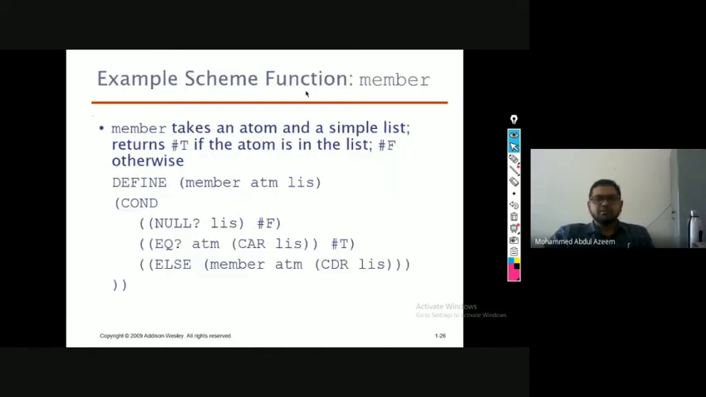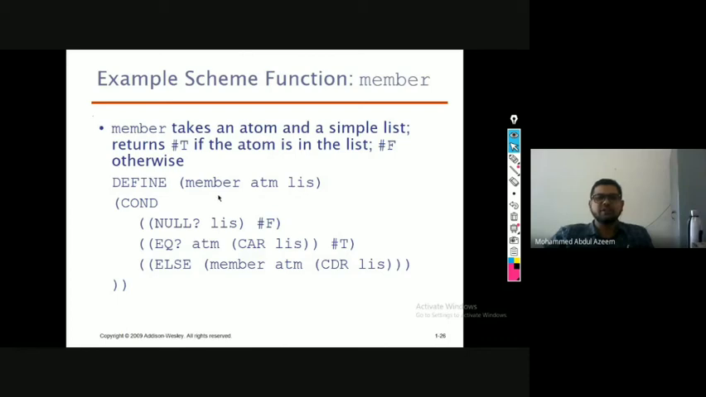Member is another Scheme function which takes an atom and a simple list and returns true if the atom is in the list. In order to check whether an atom belongs to that particular list or not, we can probably use this member function. If the atom is in the list, it returns true, right? Otherwise, it returns false, right? For example, you want to check whether a particular member belongs to a list or not, right?